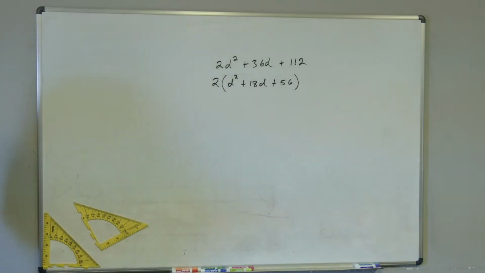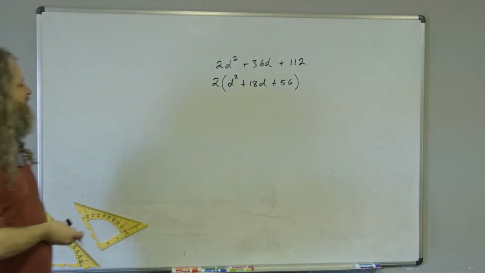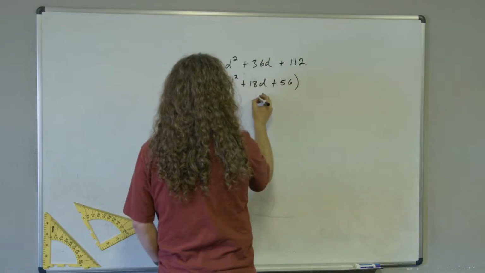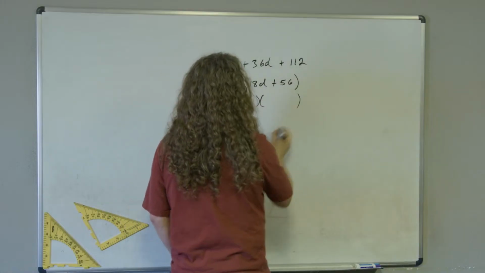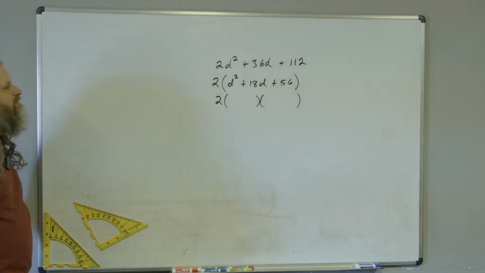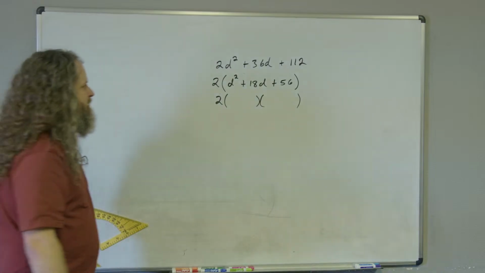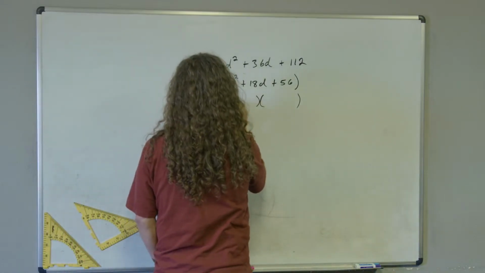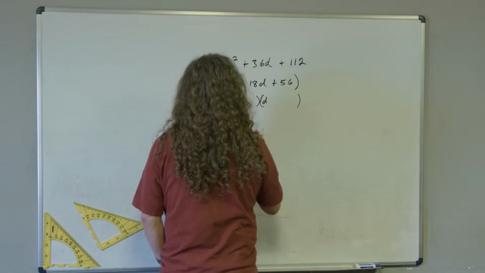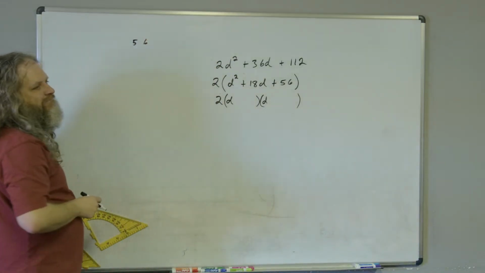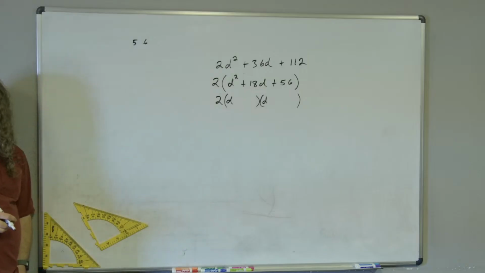Definitely not. 2 sets of parentheses. The little brother 2 is just going to follow the big brother down the way. What's going to go in the first slot? D times D is D squared. What are our options for 56? What are the possible ways of multiplying to get 56?